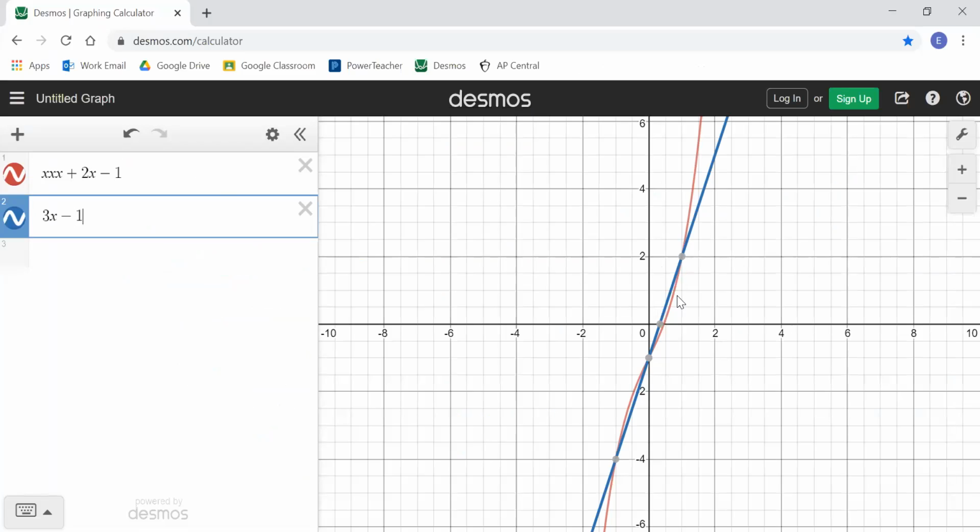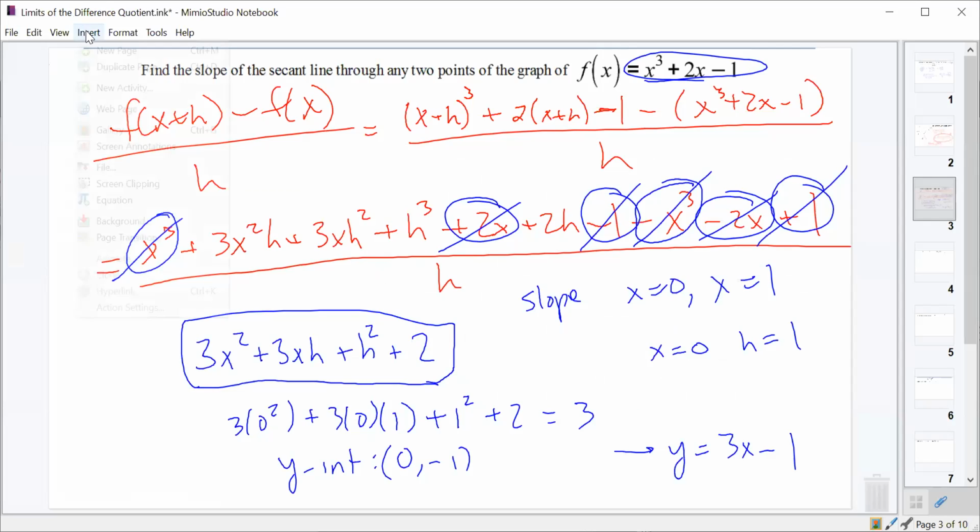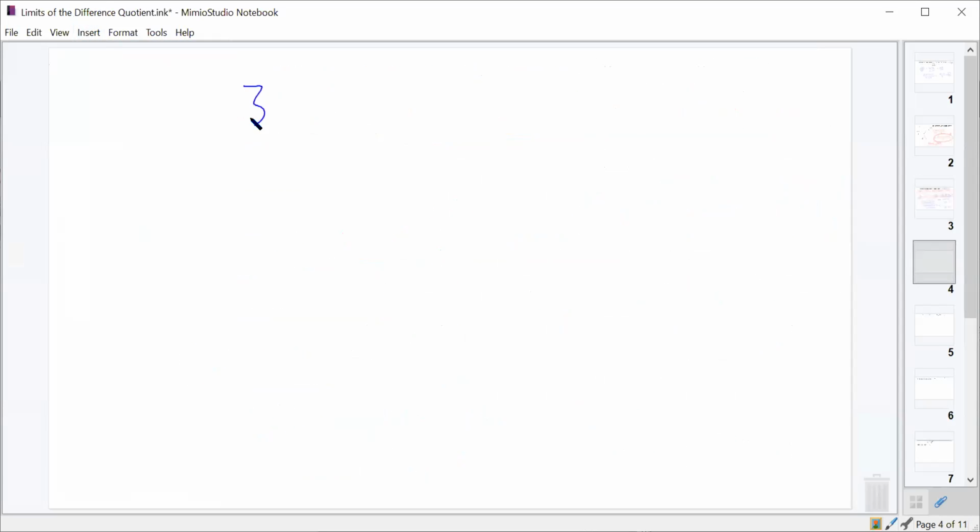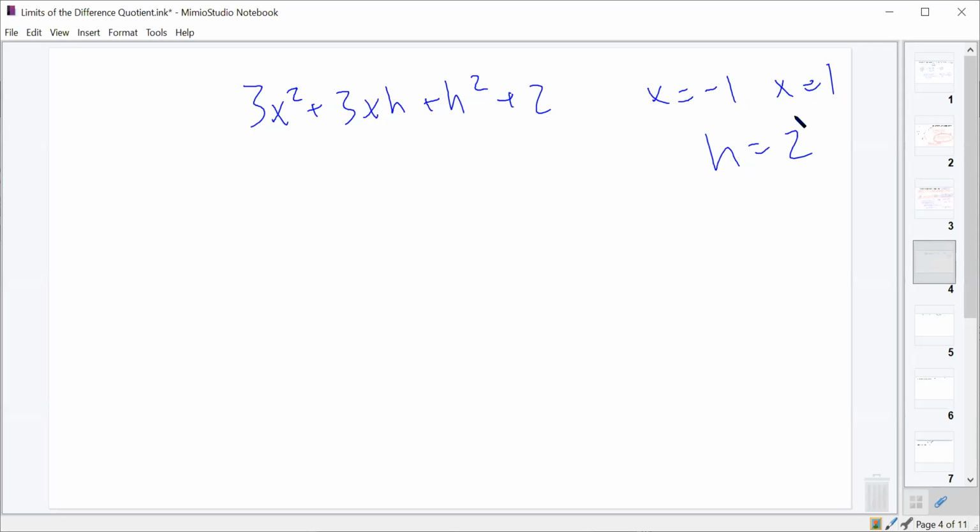Suppose we had, instead of doing, let's say, 0 to 1, let's say we had done -1 to 1. So we'll real quickly go back here. Suppose we were doing -1 to 1. And we had 3x squared plus 3xh plus h squared plus 2. And we wanted to go from x equals -1 to x equals 1. Well, what would the h value then be? 2. Okay, so plug in x equals -1 and h equals 2 into that formula and let me know what you get as your slope.